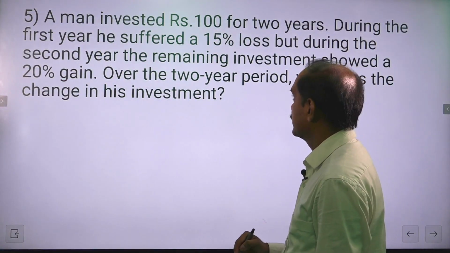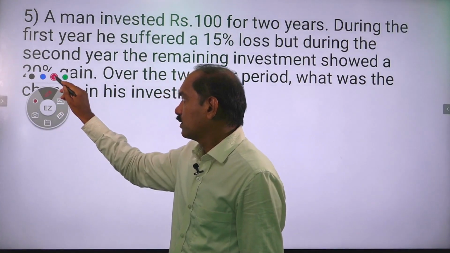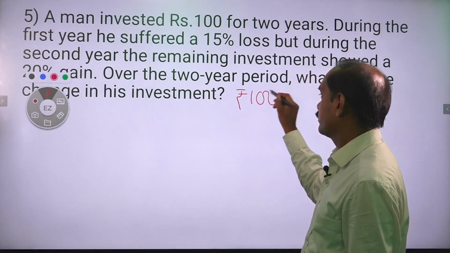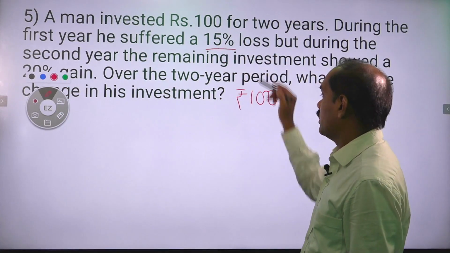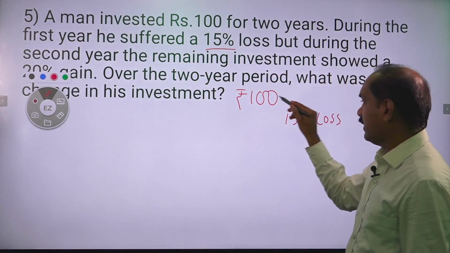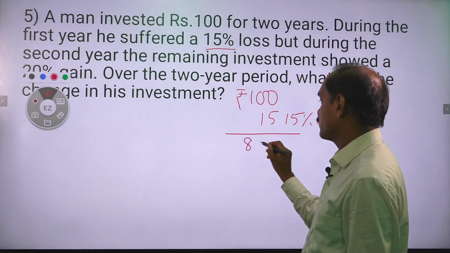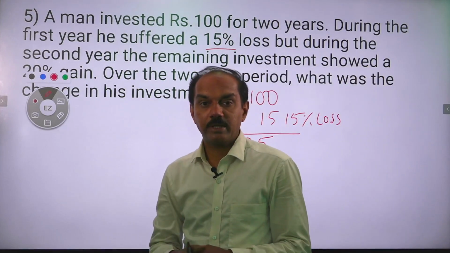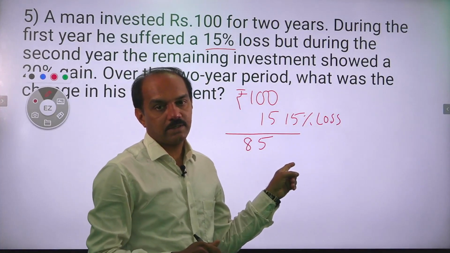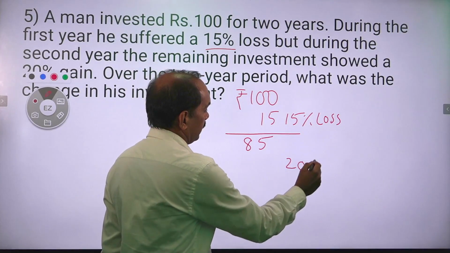Assuming his investment at the start is 100 rupees, a 15% loss means for every 100 rupees, 15 rupees loss. So now it is 85 rupees remaining investment. And in the second year, on this remaining investment, he is making a profit of 20%, a 20% gain.